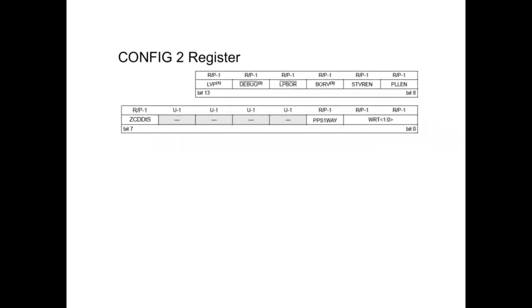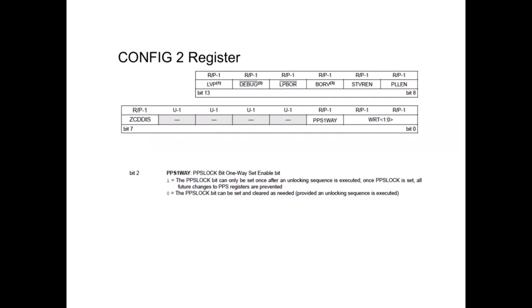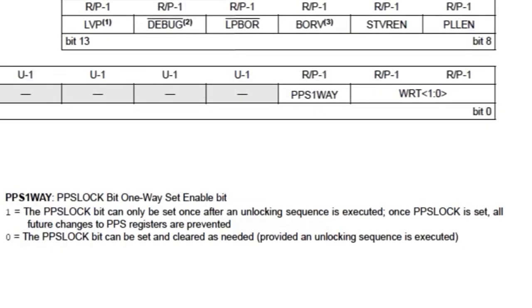The PPS1WAY bit in the CONFIG2 register can be set to limit the PPS lock bit from being set only once after a power-on reset. Once the PPS lock bit is set, it can't be changed.